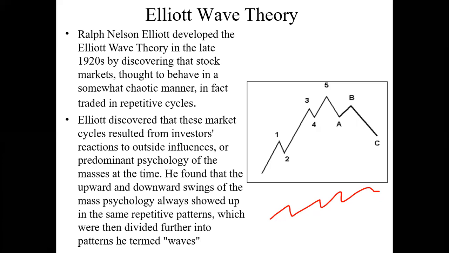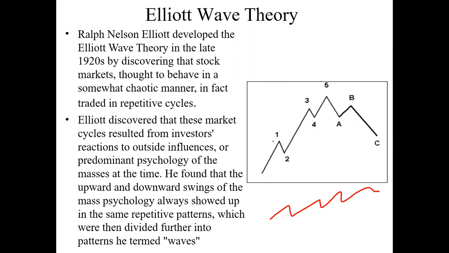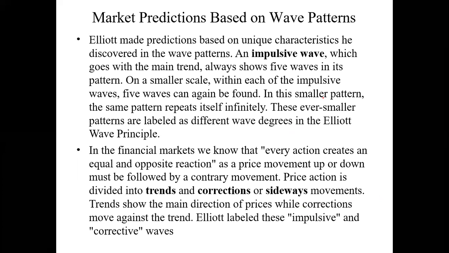He found that upward and downward swings of mass psychology always showed up in the same repetitive pattern, which were then divided further into patterns he termed different waves. He termed them 1, 2, 3, 4, 5, and then A, B, C. He discovered a unique characteristic in the wave pattern: an impulsive wave, which goes with the main trend, always shows 5 waves in its pattern. This is called impulsive: 1, 2, 3, 4, and 5. These are impulsive waves in the pattern.